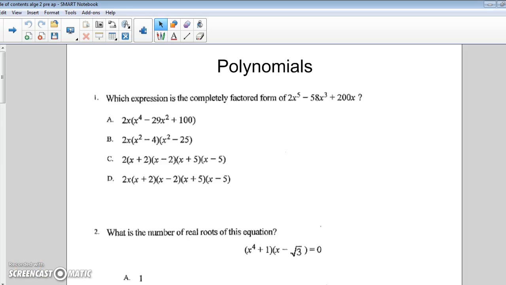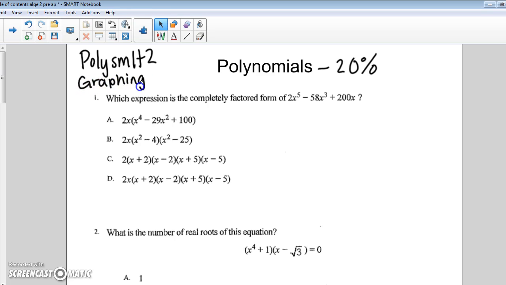20% of the EOC is on polynomials. So 20% can come from just these types of questions. The ways to do these types of questions basically is with PolySmlt 2 or by graphing. Either of those options will work.